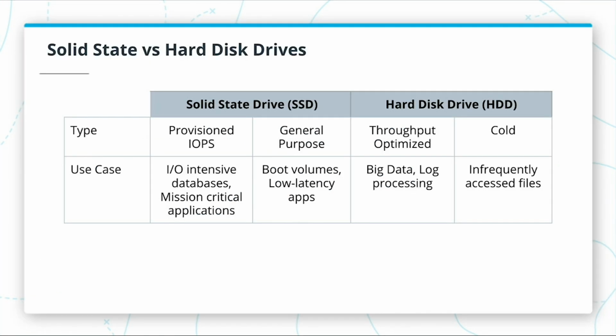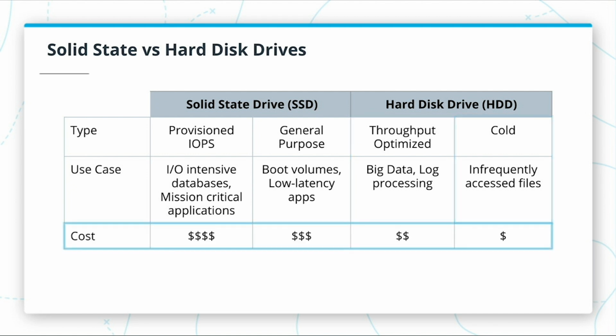AWS EBS provides 4 storage volume types: 2 solid-state drives and 2 hard disk drives. The first is provisioned IOPS SSD, then general purpose SSD, throughput optimized HDD, and cold HDD, with hard disk drives coming in 2 to 3 times less than solid-state drives.